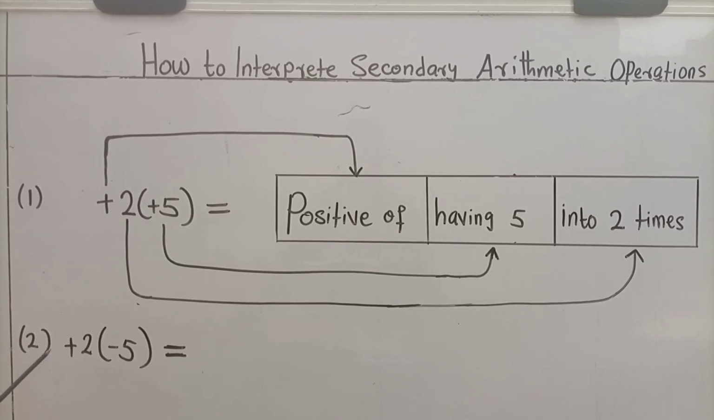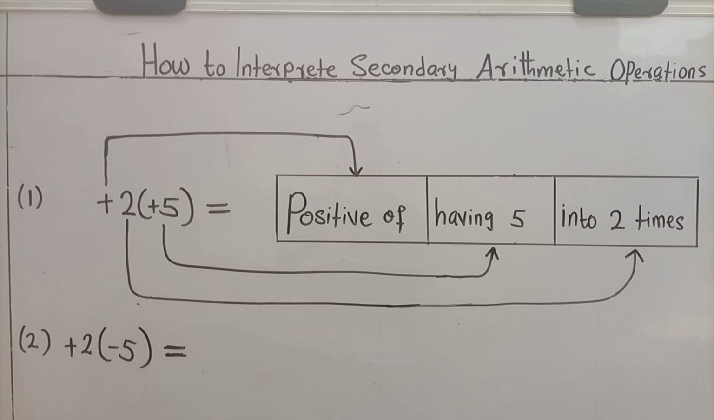First, among the remaining ones, look at this plus 2 bracket minus 5. How would you interpret it? Do you think that you still need this chart? Anyway, if you still do, you're not doing badly. But it is expected that after we interpret the second one with the same pattern, you are not going to need that chart again. You should be able to interpret such operations without making reference to the chart. Again, how do you interpret this plus 2 bracket minus 5? Shall we still say positive of having 5 into 2 times? Check it again.